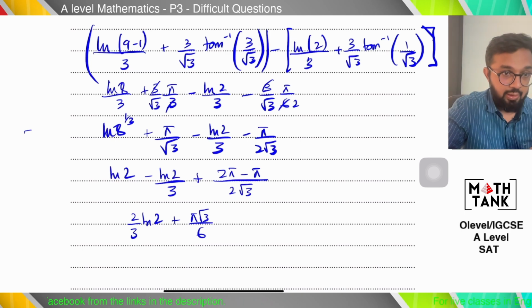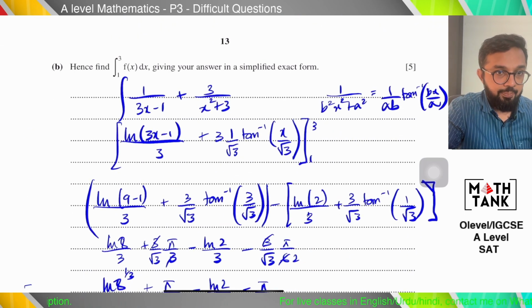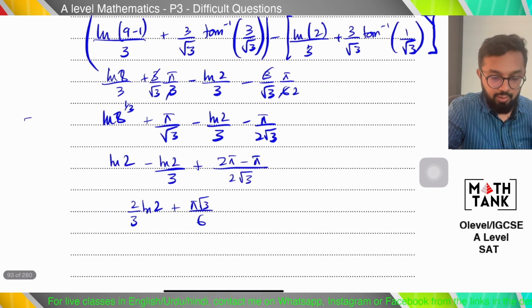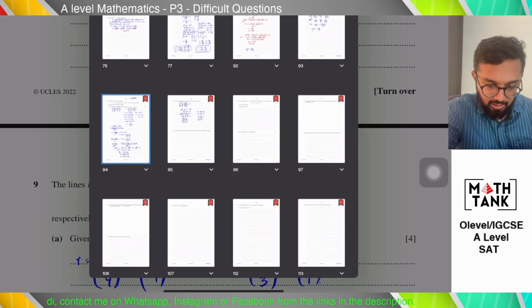Let's check if that is the correct answer. This is question number 9, I think. It's question number 8. 2 over 3 ln 2 plus pi root 3 over 6. Yes, that is the correct answer. Let's move on to the next question that we have here.